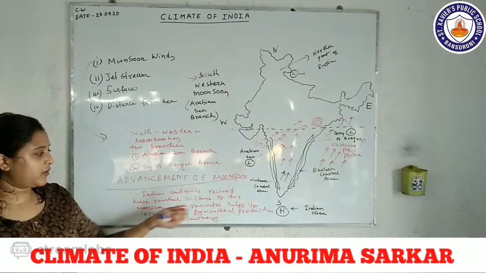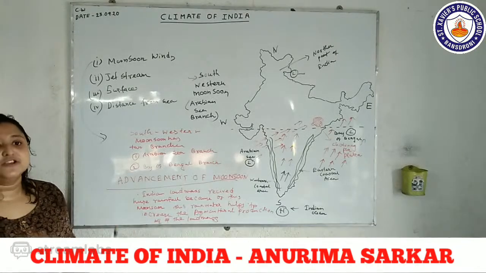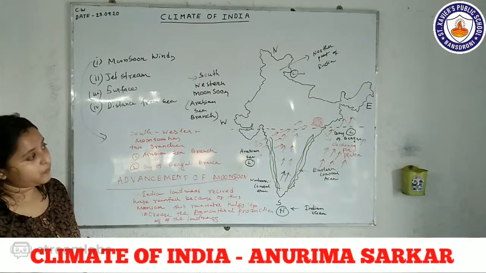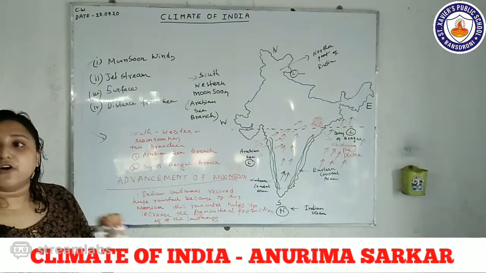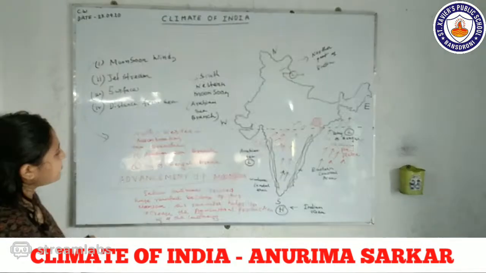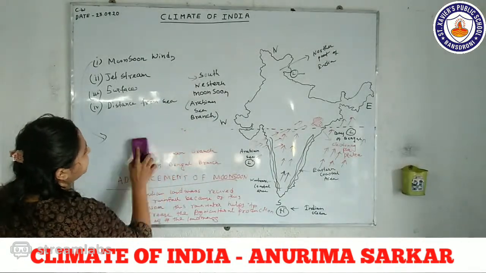This advancement of monsoon happens during the June to September months. After September, the monsoon will retreat from the northwestern part to the Arabian Sea, so from its origin, right? So next we will focus on the retreating of monsoon.